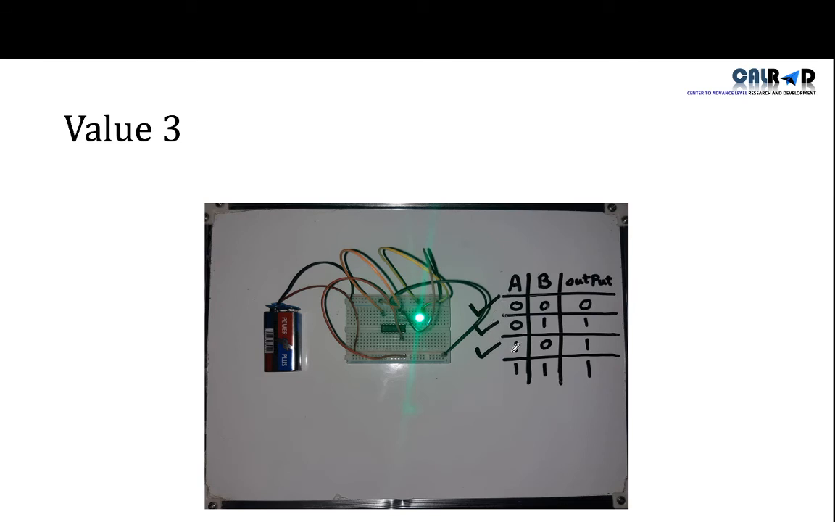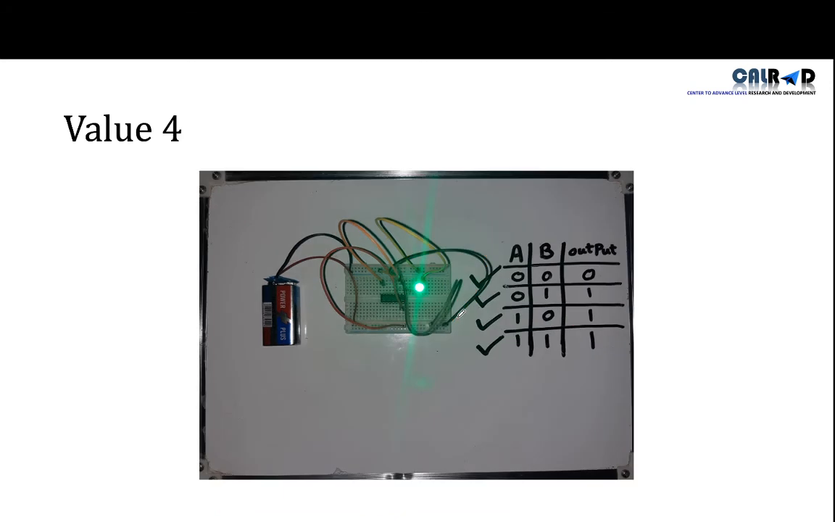Now the third one is also the same. If one is 1 and one is 0, so output will be 1. So again we give one input positive and one input negative, and our LED is blinking. Now the last one is, if both inputs are positive, then the LED will blink. So for both inputs, we give positive terminal and our LED is blinking.